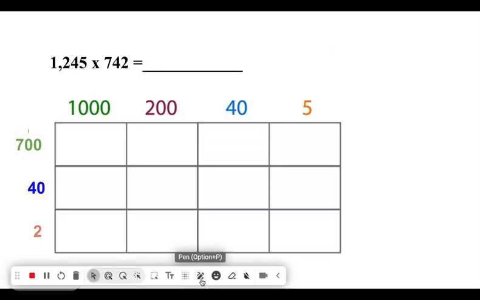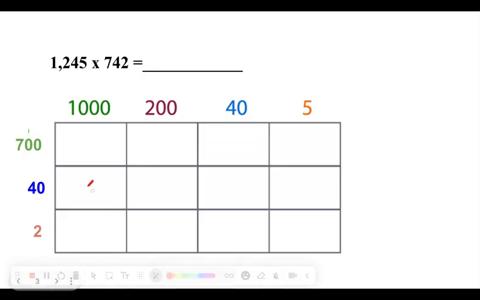Now we are ready to multiply. Let me grab a pen. We're going to multiply the 700 times the 1,000, the 700 times the 200, the 700 times 40, and the 700 times 5. We would do this for each number. Starting here, you multiply the first digit times the first digit. 1 times 7 is 7, so you write the 7.